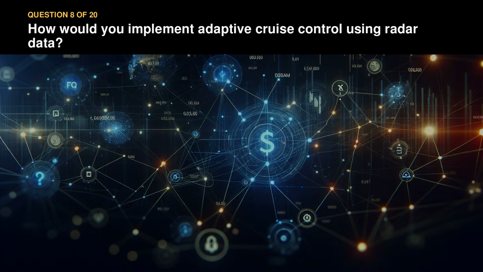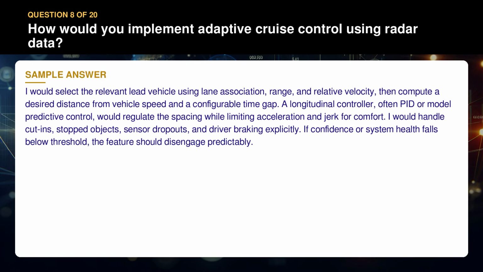Question 8. How would you implement adaptive cruise control using radar data? I would select the relevant lead vehicle using lane association, range, and relative velocity, then compute a desired distance from vehicle speed and a configurable time gap.